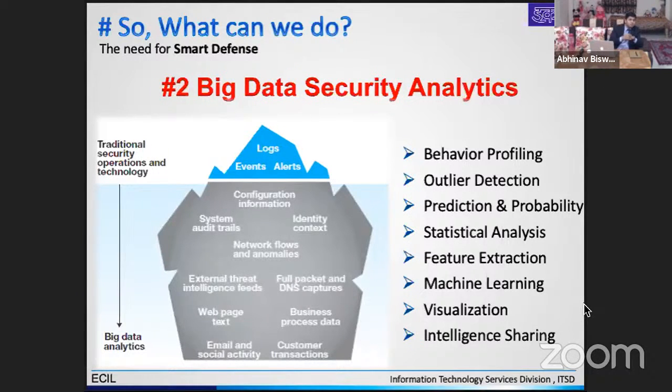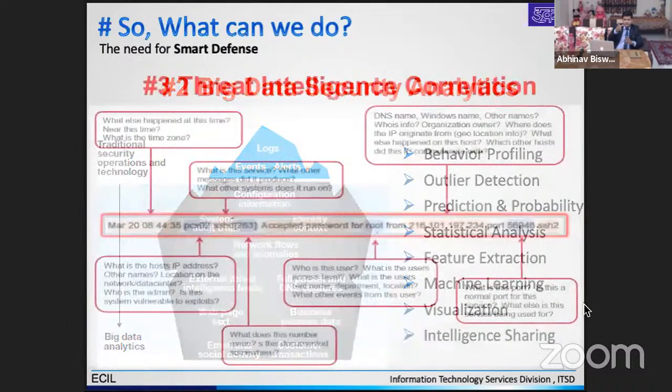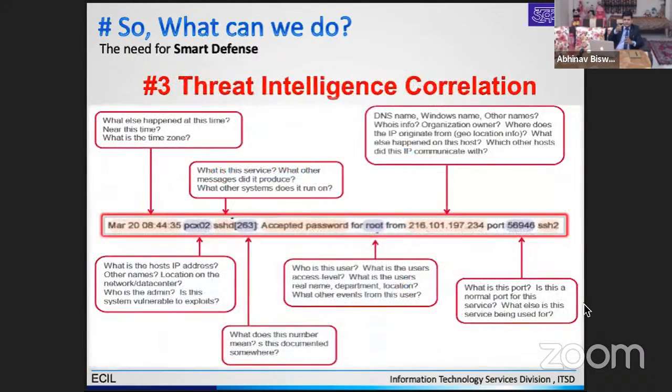So if you see, big data security analytics companies are telling that they are now able to do things like feature extraction, visualization, intelligence, outlier detection, something that does not happen in the network regularly but has suddenly happened, that they can detect. So these things are coming up, but they are very costly. They are still in the very nascent stages, and very few companies have adopted them in their own network architecture.